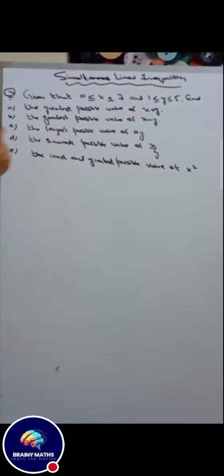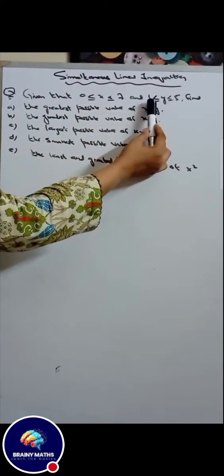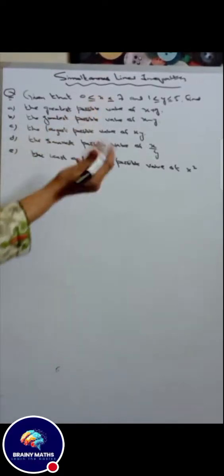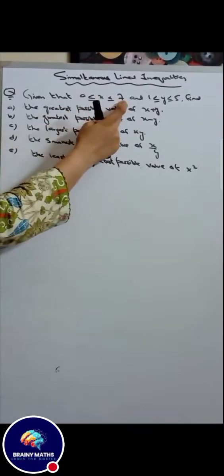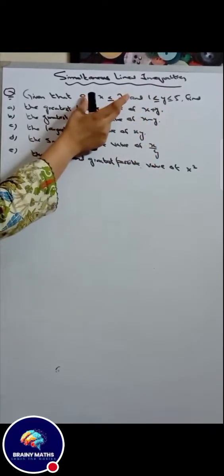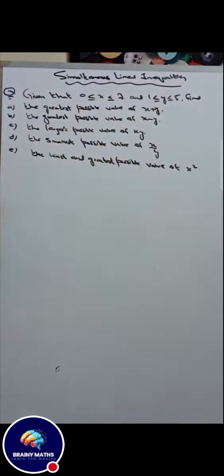Let's begin. The question is: given that 0 less than or equal to x less than or equal to 7 and 1 less than or equal to y less than or equal to 5. In other words, they have given you two ranges. Values of x lie between 0 and 7, and y values lie between 1 and 5. You got it? Now what do we have to find?